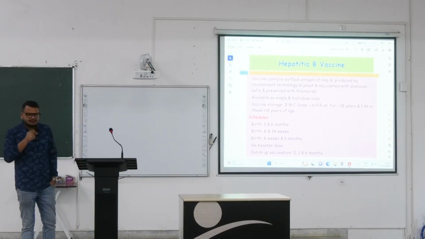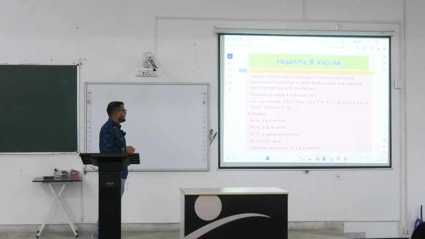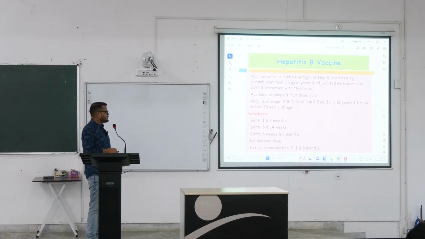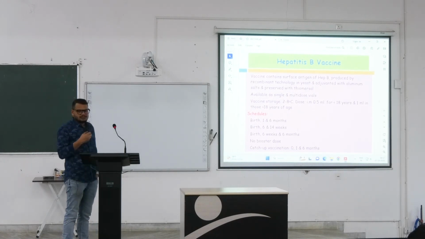So next, that is very important. This vaccine is for us, healthcare professionals. Okay, hepatitis B vaccine. The vaccine contains surface antigen of hepatitis B, produced by recombinant technology in yeast and adjuvanted with aluminum salts and preserved with thimerosal. So again, storage is 2 to 8 degrees, dose is intramuscular 0.5 ml for those less than 18 years and 1 ml in those more than 18 years of age. Okay, hepatitis B. So our dose is 1 ml.